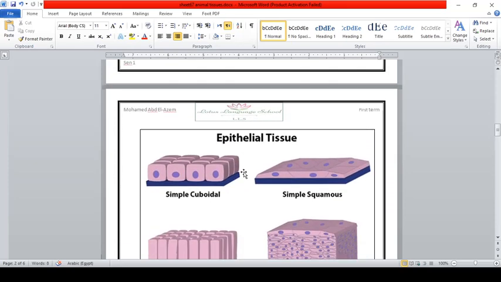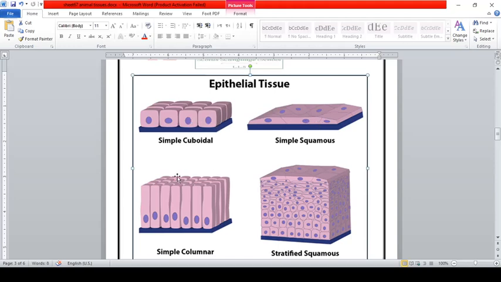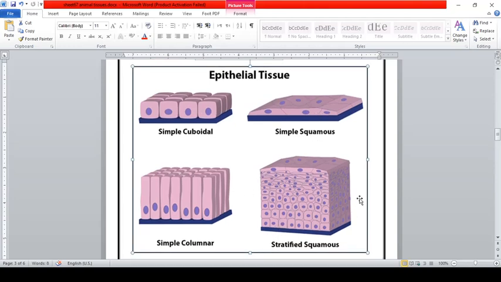The second type will be connective, but first we can see pictures that conclude what we have here. The simple squamous has flat cells, simple cuboidal has cube cells, simple columnar has columns, and the stratified, the complex, has many layers like that. And if you see, all these layers have a basement membrane with this color, and the cells are above this basement membrane.